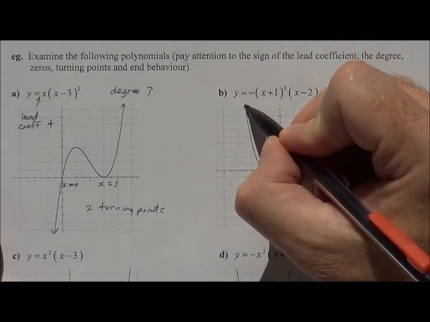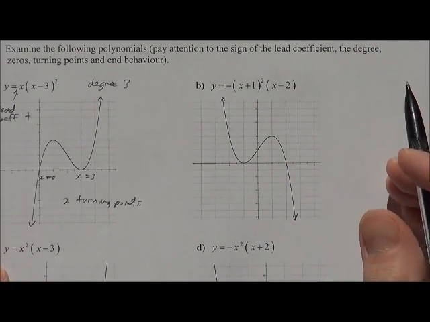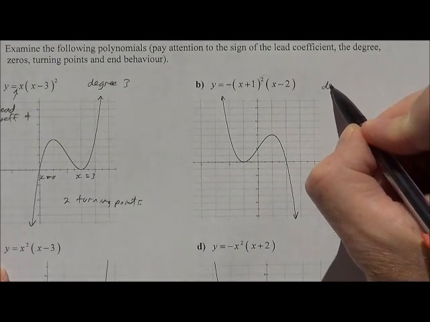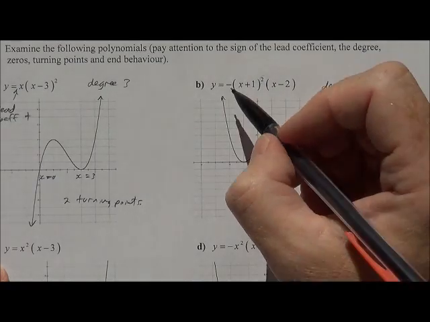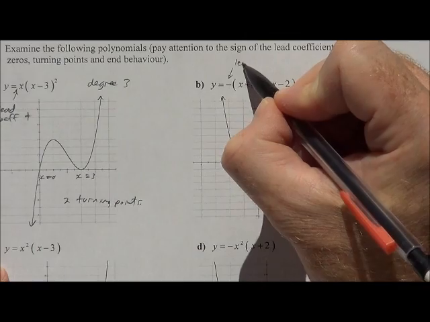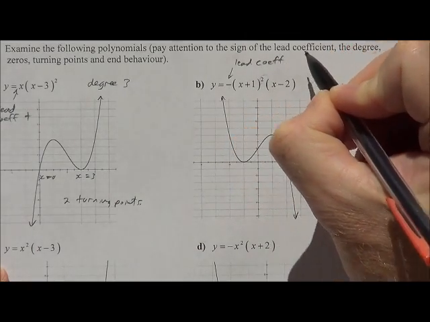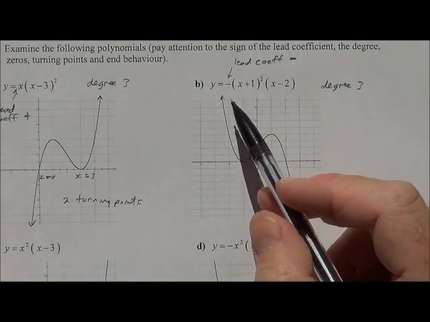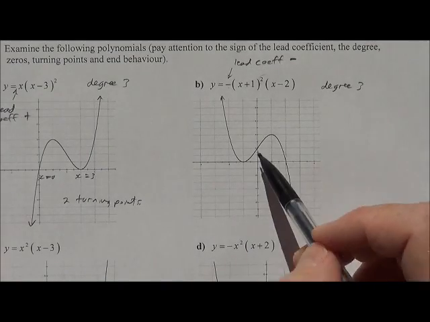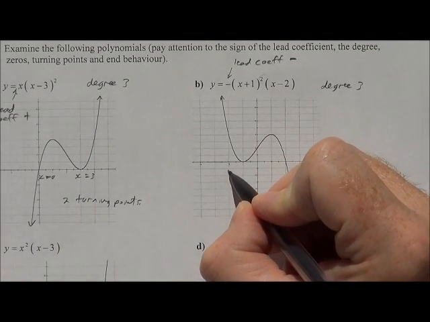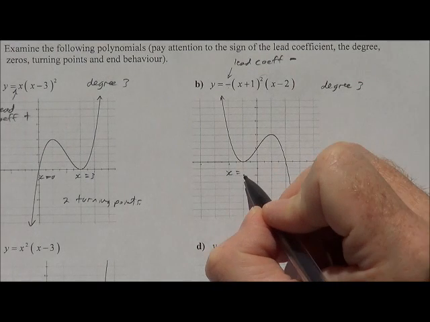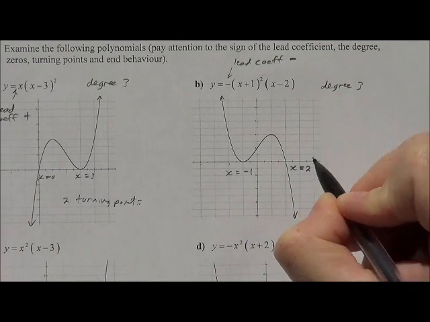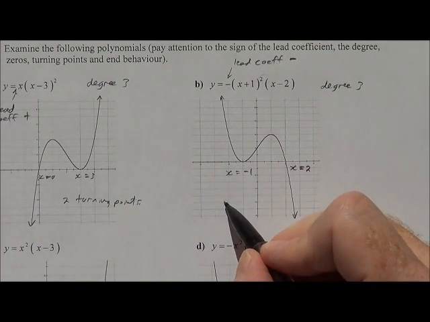Okay, moving along to part B. We've got degree 2 here and degree 1, so when you multiply those together you're going to get degree 3. We've got a negative lead coefficient, which means that generally speaking the graph is decreasing as you go from left to right. We have zeros at x equals negative 1 and x equals 2. And we've got 2 turning points.